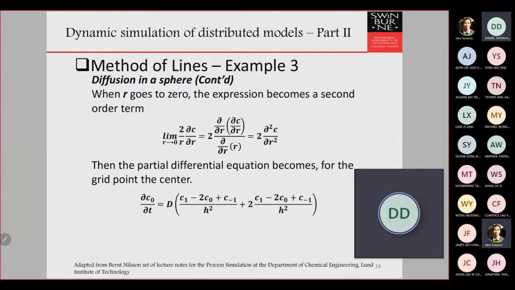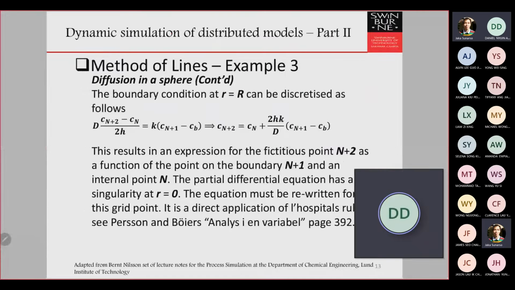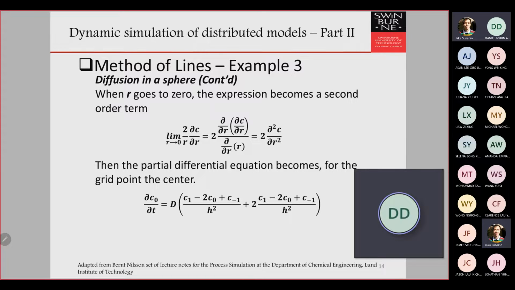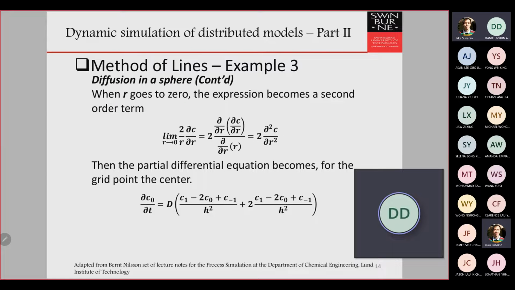And then we have a bit of complication in here, because when you take this limit at r approaching zero, then you divide 2 by 0, which will become infinite. Therefore, you have to use L'Hopital's rule. Okay, so you differentiate the numerator, and at the same time you differentiate the denominator. So the limit at r approaching 0 of this particular term will be equal to 2 multiplied by the second order derivative of c with respect to r.